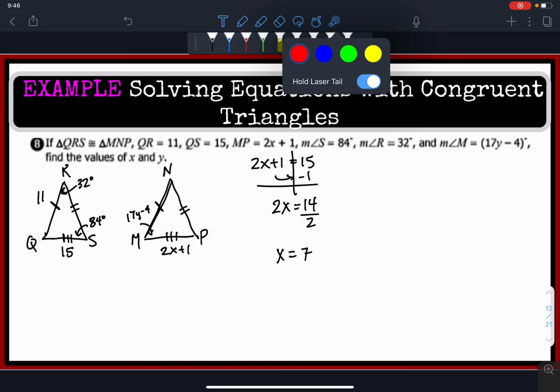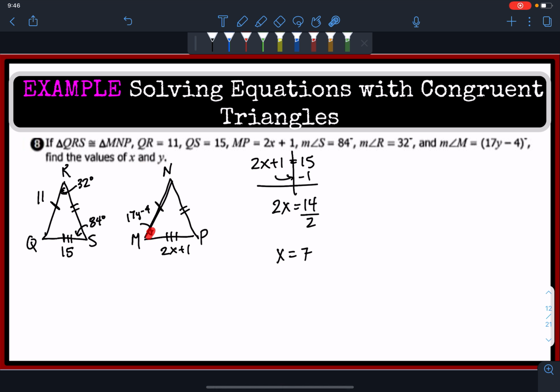Now, to figure out the value of y, since we're looking for both x and y, this is where the y term is. That's going to correspond to this angle right there. The 17y minus 4 corresponds to the angle M, which corresponds to this angle right there, but we don't know what the measurement of this angle is. We don't have a numerical value nor an expression, but we do know that the top angle and this right angle here are 84 and 32.